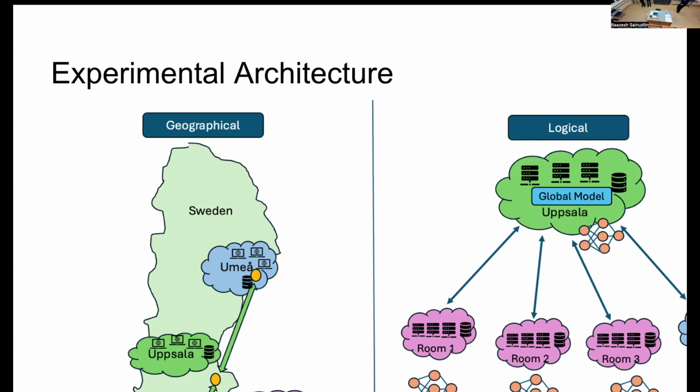And then here is the logical architecture. The global model, Uppsala, receives the parameters, aggregates them, and distributes them back to 3 rooms, and another room is in Umeå. All of them have a different local data set and train their own models. We set it as 1 epoch. It doesn't require training that much to keep the data features, and then we just do 10 rounds.